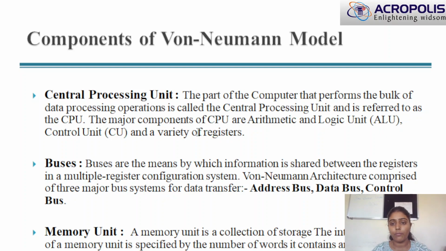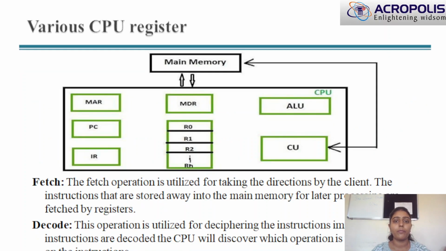There are three types of buses: address bus, data bus and control bus. Memory unit consists of a collection of storage. The internal structure of a memory unit is specified by the number of words it contains and the number of bits in each word. Two major types of memories are used in computer systems, that is RAM and ROM, random access memory and read-only memory.